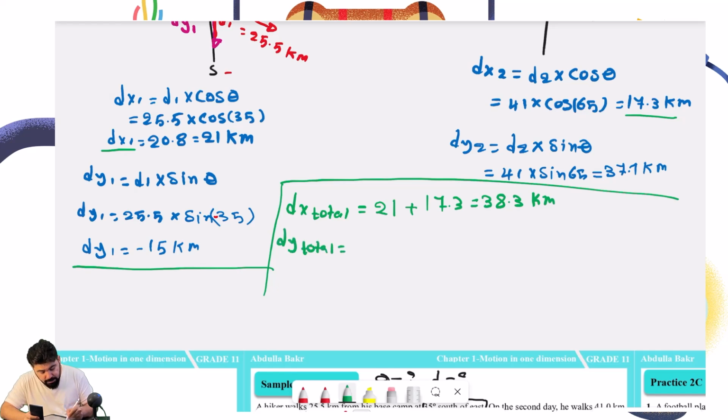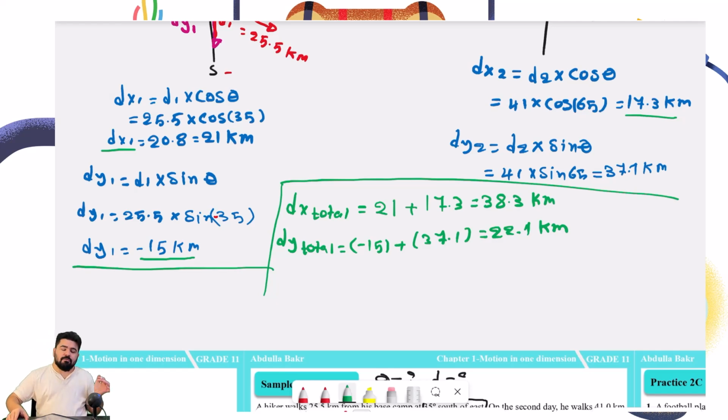Now dy total is equal to what? I have negative 15, careful. So negative 15 plus 37.1. The result is equal to 22.1 kilometers. Okay, so this is the result.